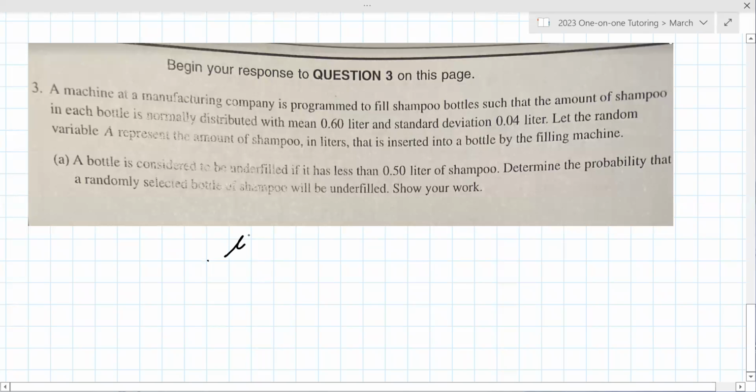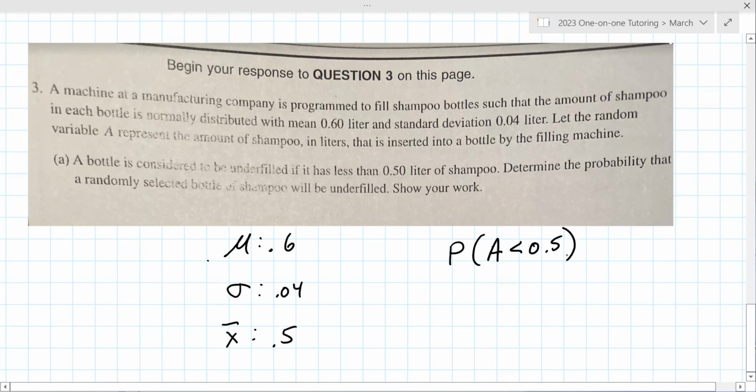Can you tell me mu, sigma, x bar in this problem? So mu would be 0.60 liters. Okay, good. And the standard deviation would be 0.04. And then x bar would be 0.50 liters, right? Yeah. All right. So we're trying to find the probability. Now I normally use X, but in this case, it wants A less than 0.5. Because that's where it's underfilled. That's when it's determined to be underfilled.